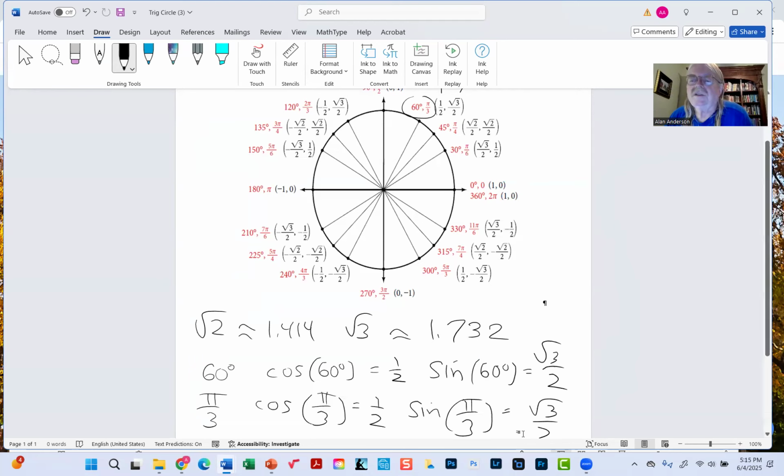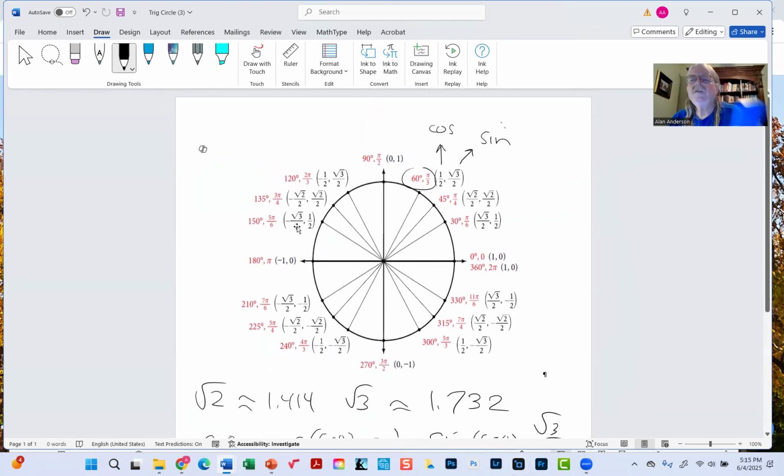So let's say you wanted to look this up in your TI-84. The first thing you have to know is that if you go to the upper left-hand corner, there's a little button there called mode.